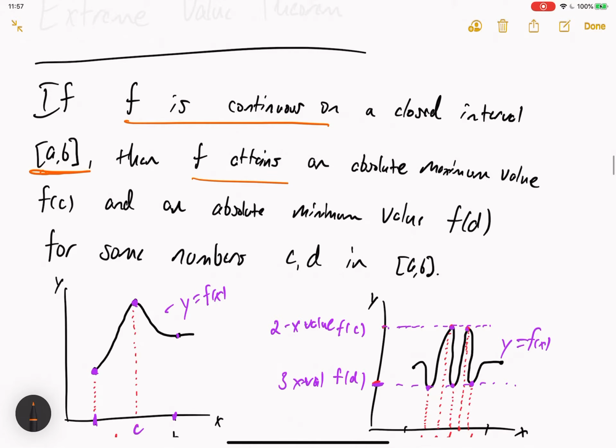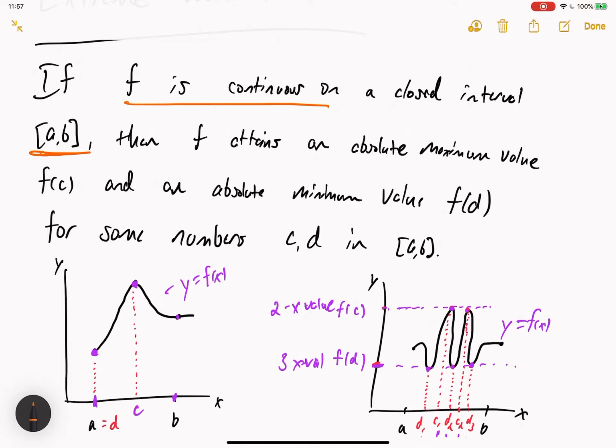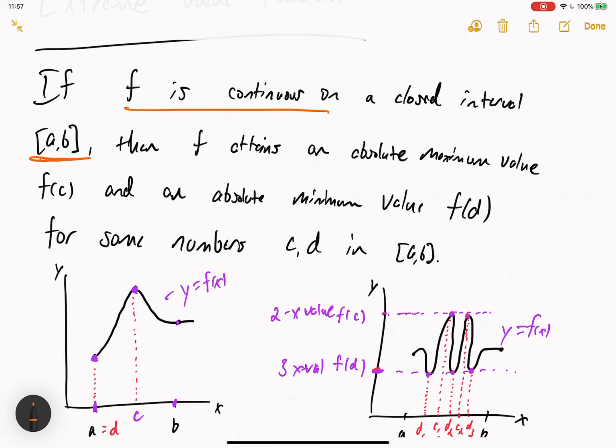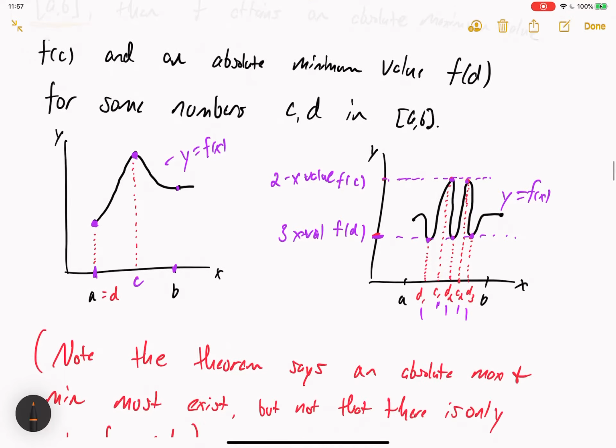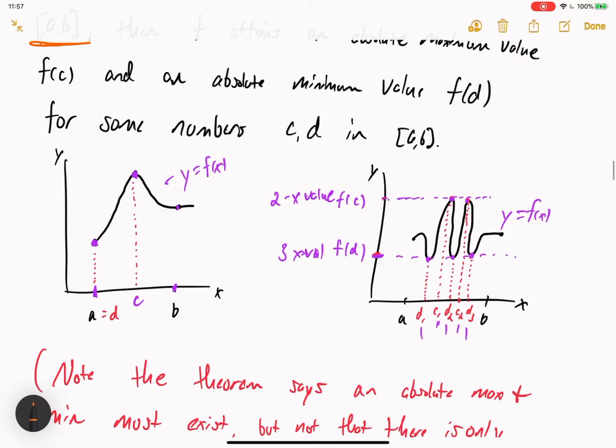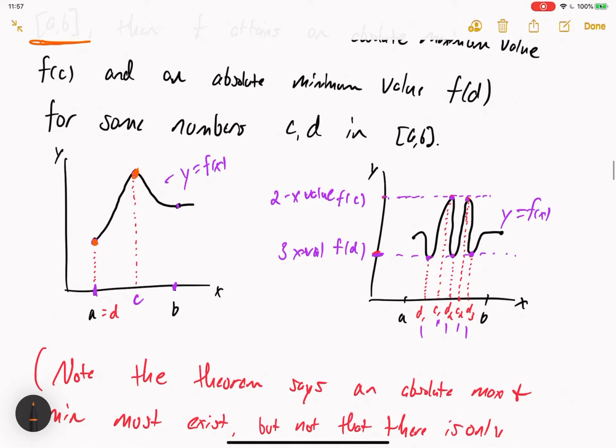So likewise, f attains an absolute maximum and minimum value, f of c and f of d, for some numbers c and d in [a, b]. I just drew some examples here. If you look at the first one, y equals f of x, this is similar to the example we had earlier. One of the extreme values was at the left endpoint, and the maximum value was at some point in between. So our c would be the maximum value, right there, and our d, the absolute minimum value, would be the endpoint.